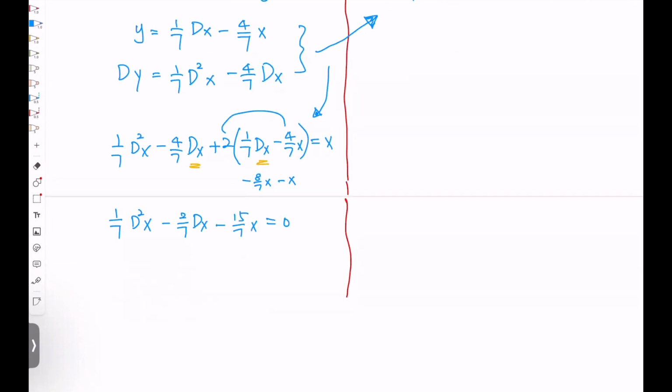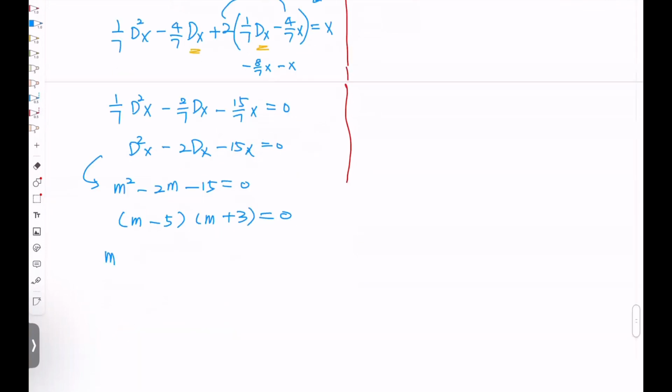So if you multiply by 7 everywhere, we have d squared x minus 2dx minus 15x equals 0. Auxiliary equation: m squared minus 2m minus 15 equals 0. (m minus 5)(m plus 3) equals 0. m equals 5, m equals negative 3. So now we worked on x terms. So x equals c1 e to the 5t plus c2 e to the negative 3t.